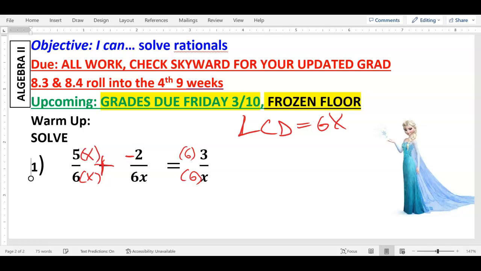All right. Now, when I do all this multiplying, is the bottom 6x on every one of these fractions now?